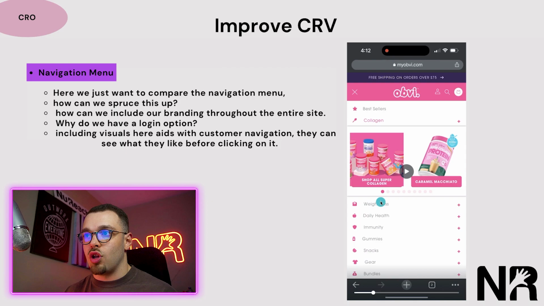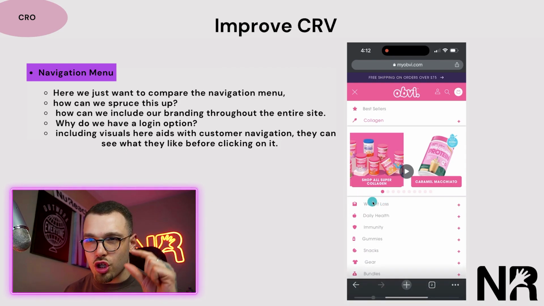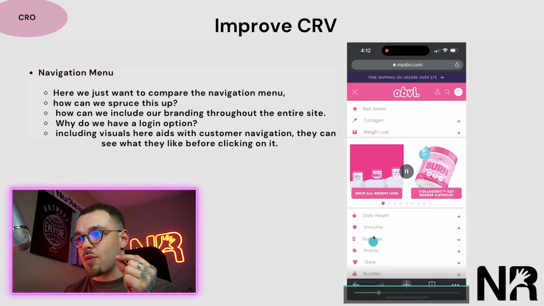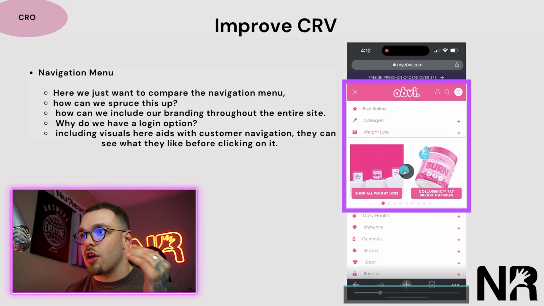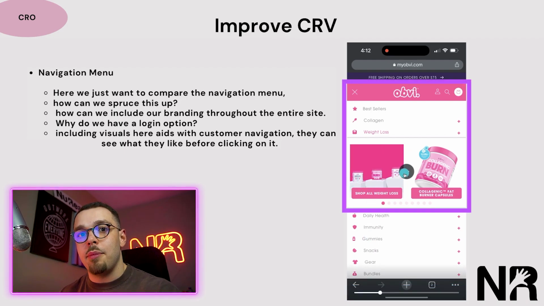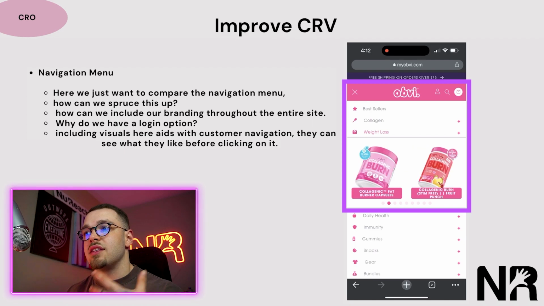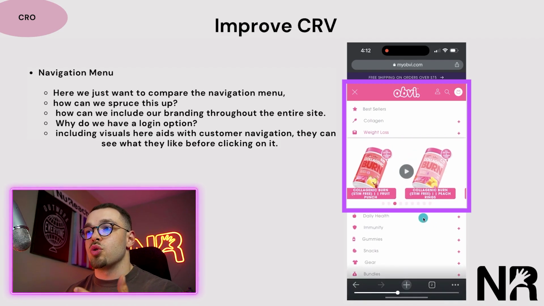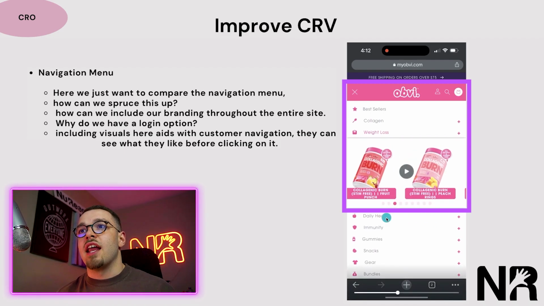You can see when you scroll and open up the navigation menu to actually look at products, not only do they just have the regular menu here, where it's just like weight loss, bestsellers, etc. When you open it up, it actually has images, so you can see the different variety of products that you're going to be choosing before you even click on them and go to the product page.